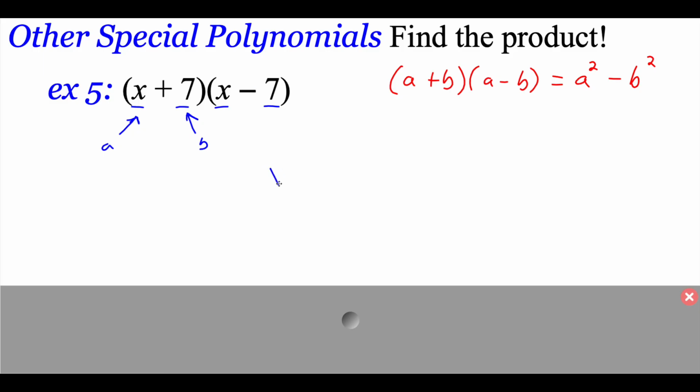So if we take the a value and square it minus the b value and square it, we get x squared minus 7 squared. Well, when we take x and square it, we're just going to get x squared minus, when I take 7 and square it, I get 49. So my final answer would be x squared minus 49.